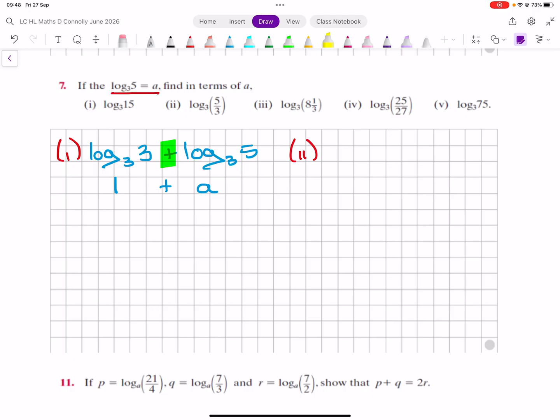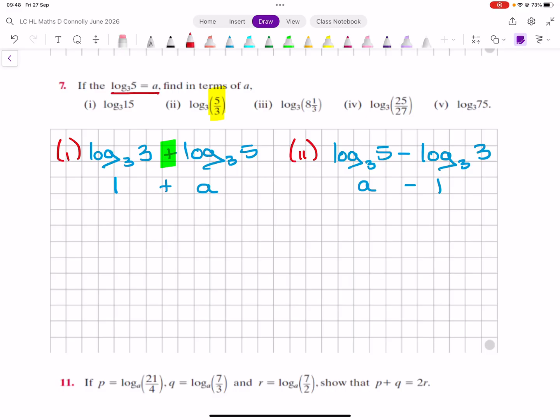This is division, which we can turn into a subtraction. So log to the base 3 of 5 is a, and this is 1 again.